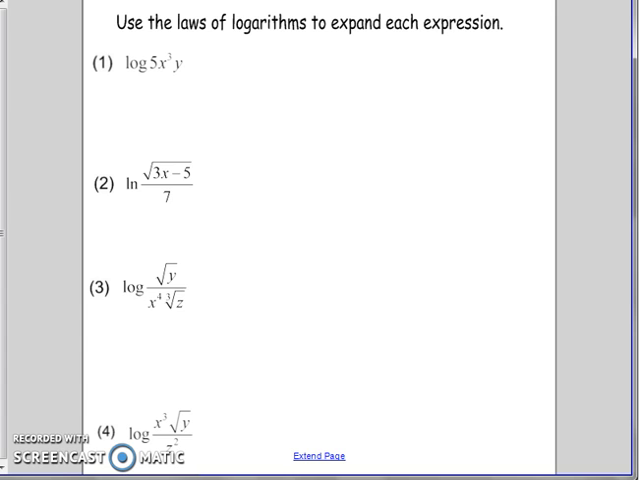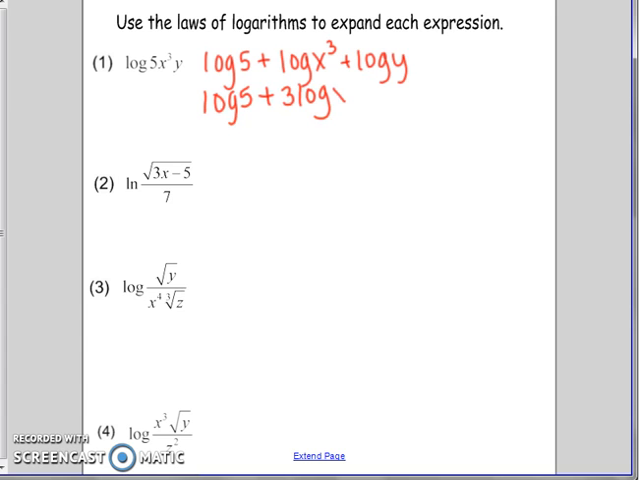Since the 5, the x cubed, and the y are all being multiplied together, I'm going to break this up into addition, since addition and multiplication go hand in hand. So this is going to be log of 5 plus log of x cubed plus log of y. Now, one of the properties was that we can't have exponents. The exponents go down in front. So log of 5 is fine the way it is. We're going to change the next one. The 3 is going to come down. So it's going to be 3 log of x. And then the last one is fine the way it is, log of y.